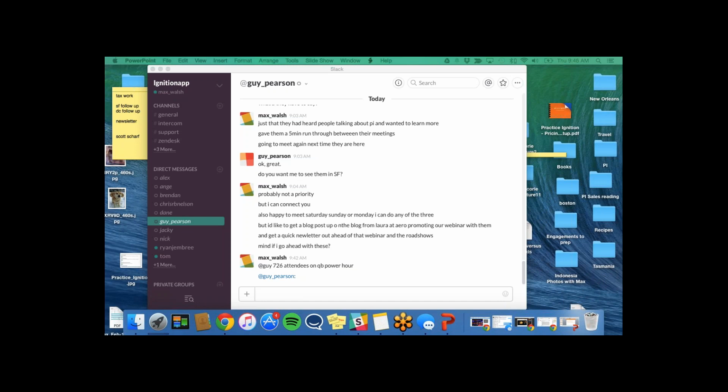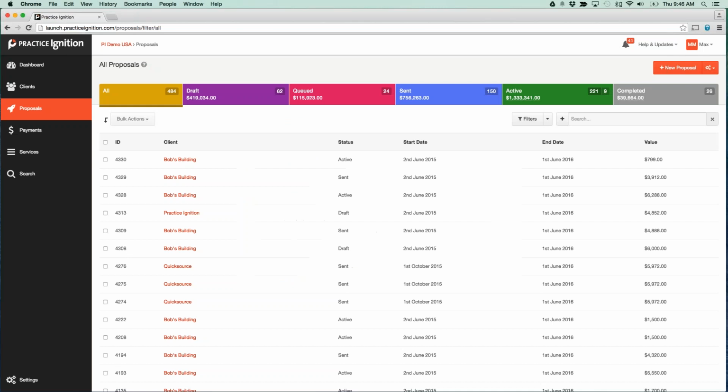Swap the screen, because we're looking at one of your screens. Can you swap the screen? Or put Practice Ignition on the other screen, because we're looking at your Slack. Okay, there you go. Sorry, I lost my train of thought there.